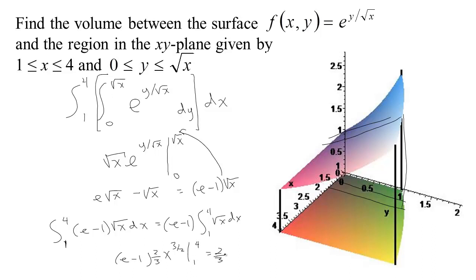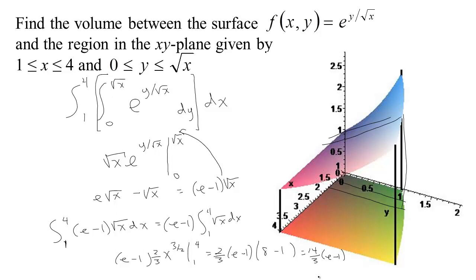So we have 2/3 times e minus 1 times, if we plug in 4 here, the square root of 4 is 2, and 2 cubed is 8. Minus, if we plug in 1, the square root of 1 is 1, and 1 cubed is 1, so 8 minus 1. So altogether we have 8 minus 1 times 2/3. 8 minus 1 is 7, times 2 would be 14/3 times e minus 1, and that will be the volume.